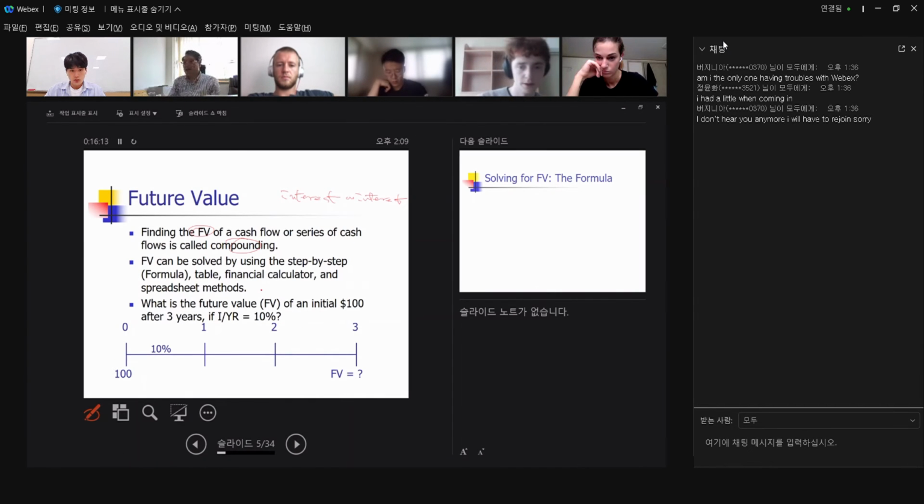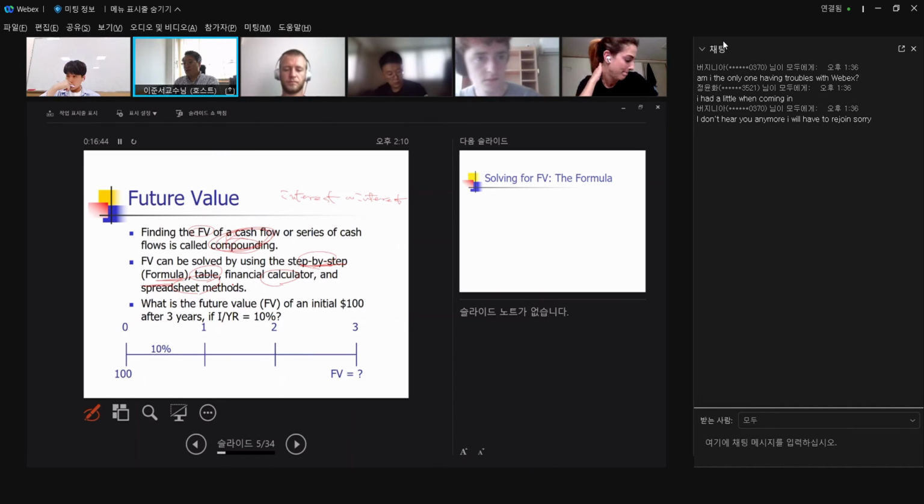That's the compounding. Okay, compounding. So all of the time value problems can be solved by using the step-by-step method, which is also called the formula. If we use the formula, this is the step-by-step method. You can use your smart brain, or we can use the table, or we can use the finance calculator and spreadsheet, even spreadsheet.